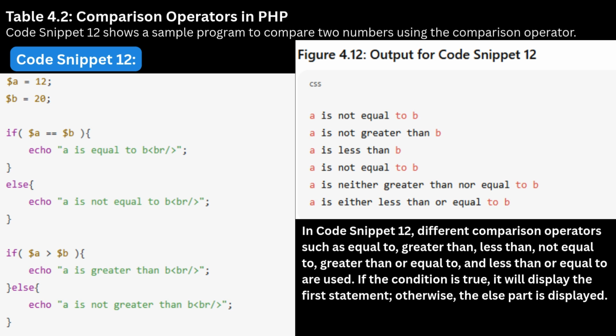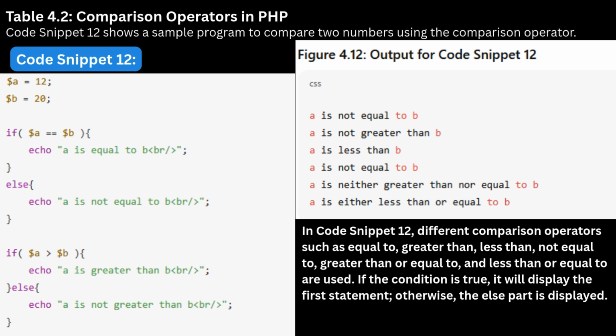It clearly lists each result, confirming how the comparison operators behave with the values 12 and 20. You can see messages like "A is not equal to B," "A is not greater than B," "A is less than B," and so on, each one reflecting the exact relationship between the two numbers. This snippet perfectly demonstrates how comparison operators work in real scenarios.